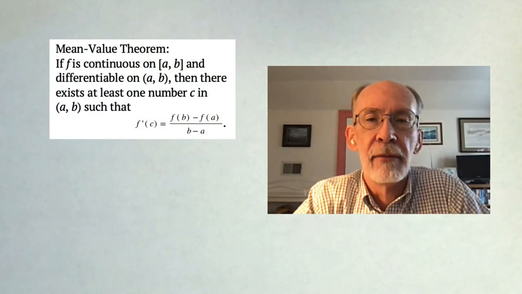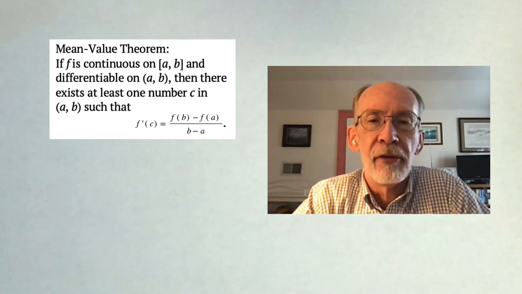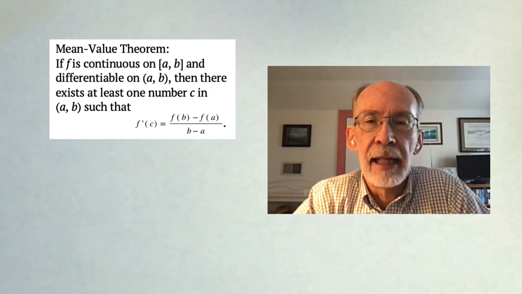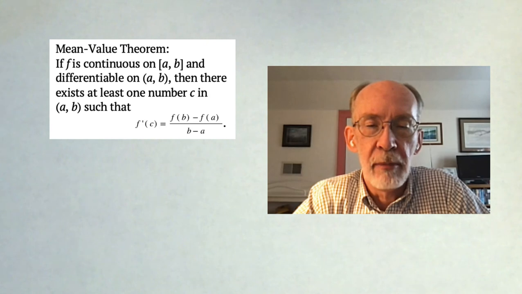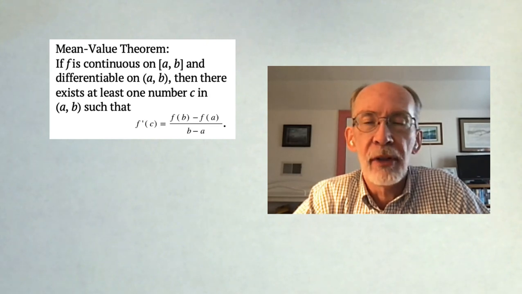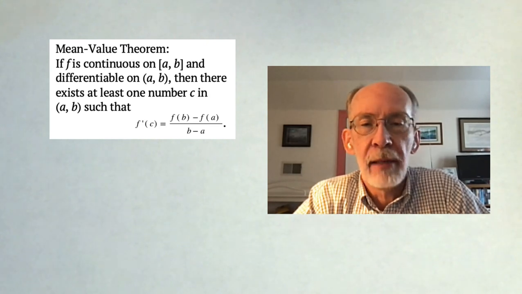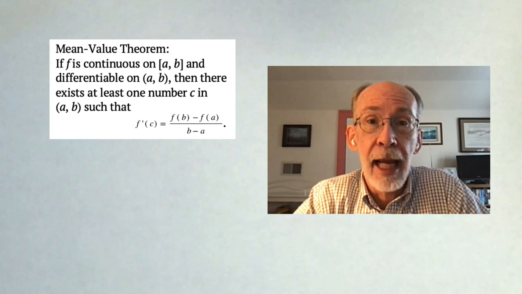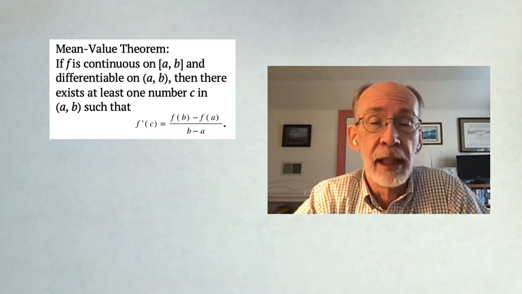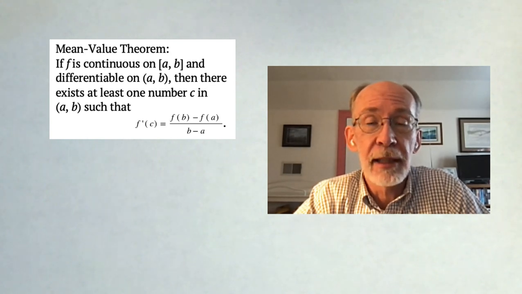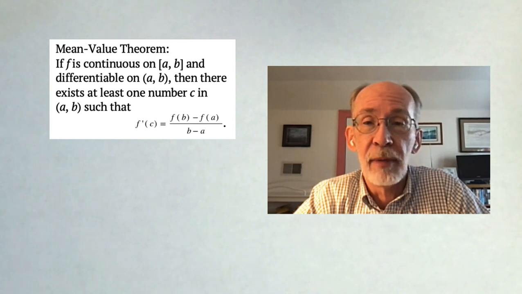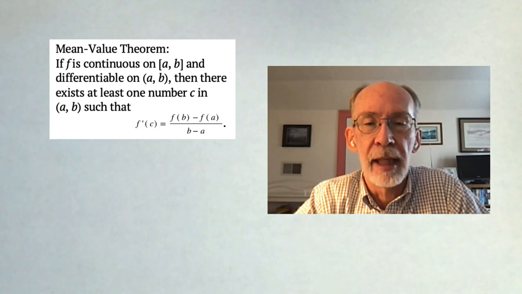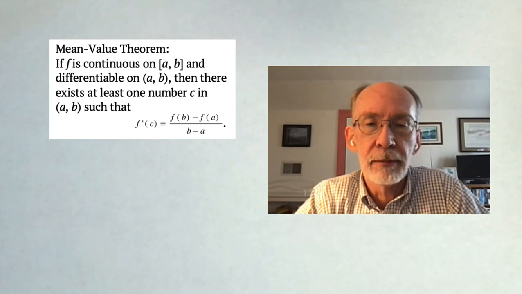First, a statement of the theorem. If f is continuous on closed [a, b] and differentiable on the corresponding open (a, b), then there has to exist at least one c in open (a, b) such that f prime of c is equal to f of b minus f of a, all over b minus a. And of course, f prime of c is the slope of the tangent line at that location, and f of b minus f of a all over b minus a is the slope of the secant line. So it says they've got to be equal.